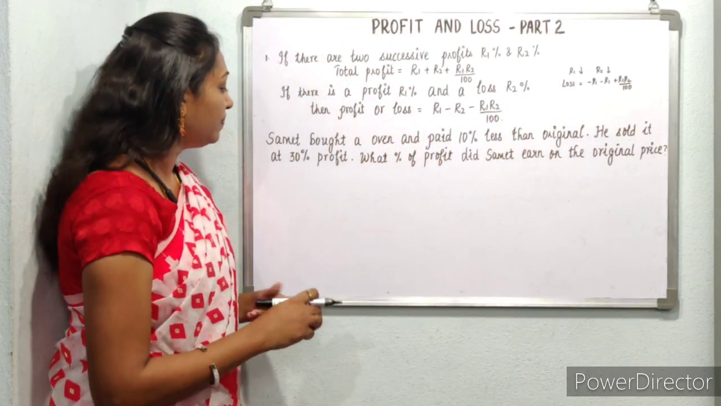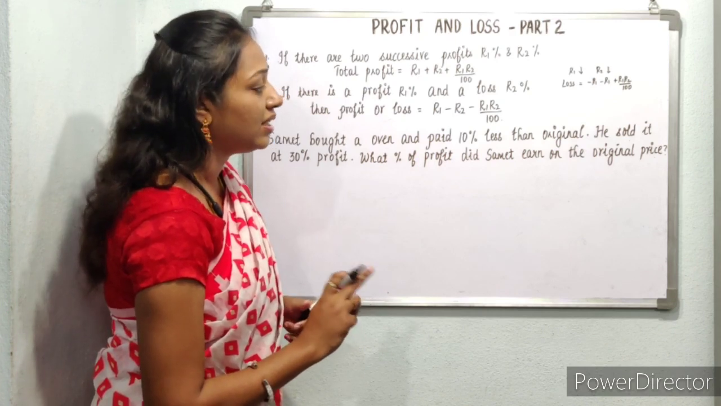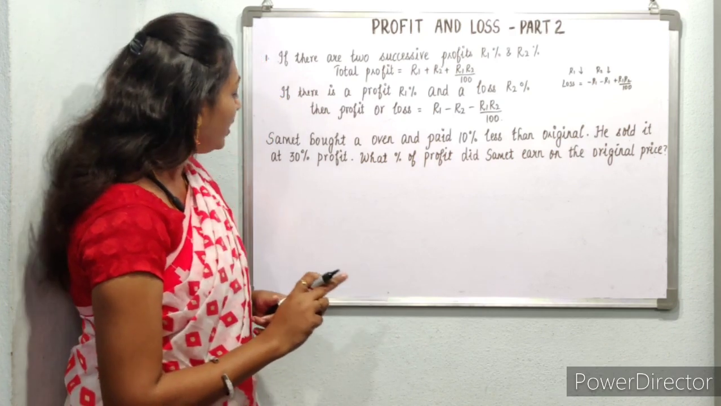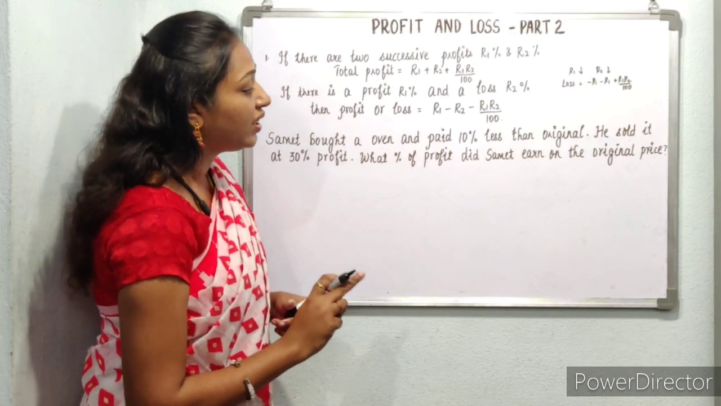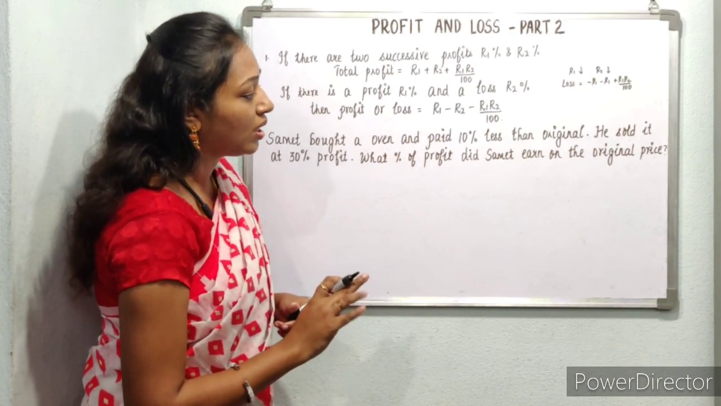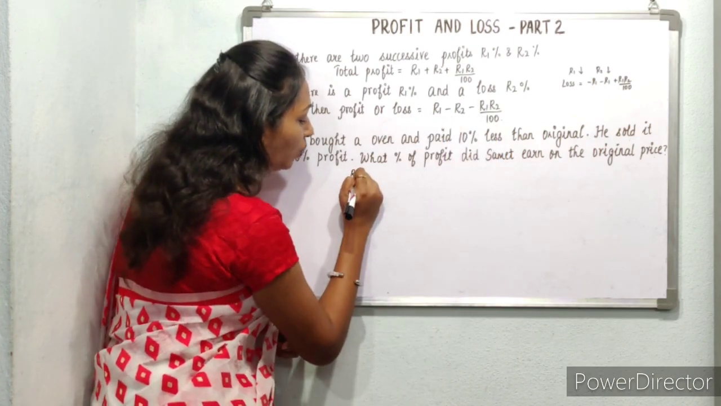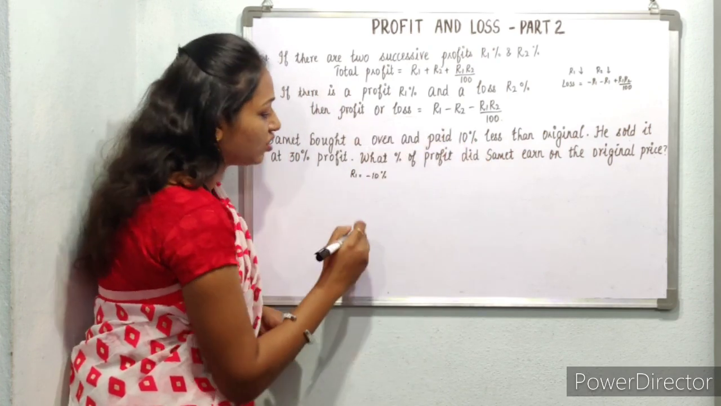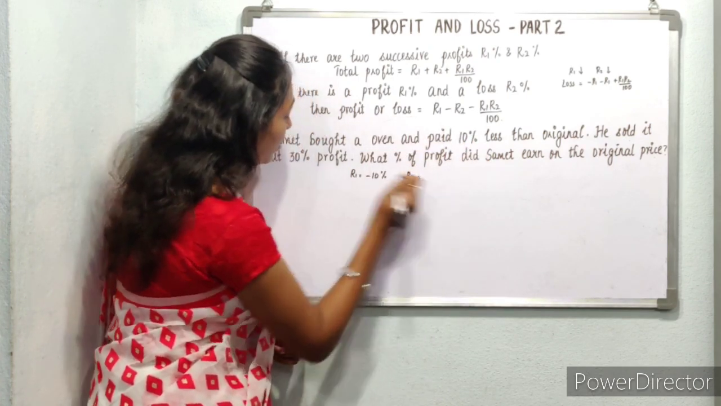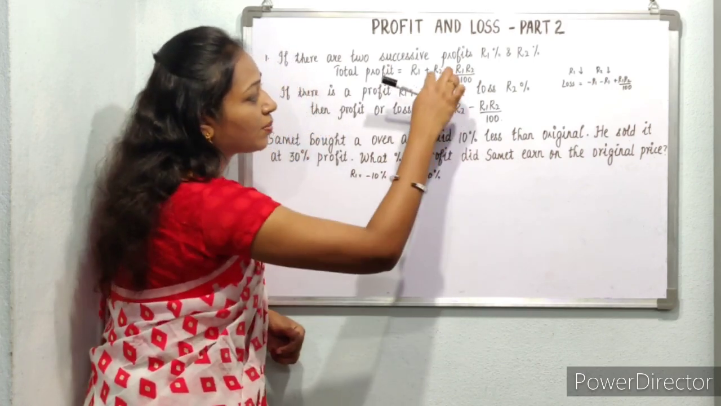Now let's see the problem. Samet bought an oven and paid 10% less than original. He sold it at 30% profit. What percentage of profit did Samet earn on the original price? So it's given he paid 10% less. So R1 we can keep it as minus 10% because it's 10% less. Then R2 equal to 30% profit. So 30%. Now substitute in this formula.